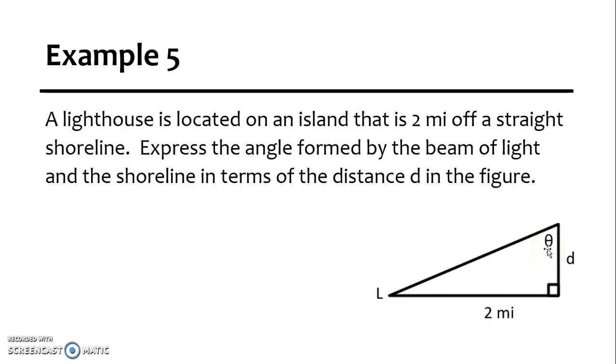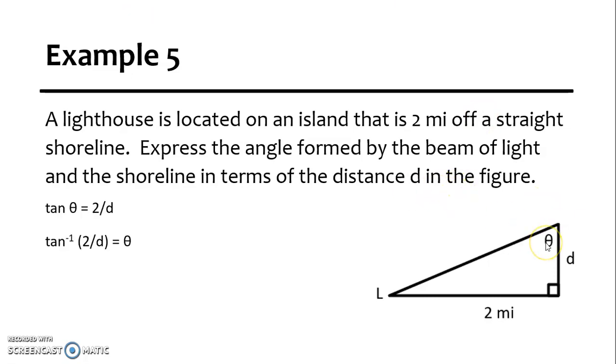So it says express the angle formed by the beam of light and the shoreline in terms of the distance d. So what you're going to do is the same thing we did in example 4. Write an expression to solve for theta. See if you can pick a trig function and write it out in the format that you would need. Now we obviously can't solve because d is a variable, but try and do that and then press play to check your answer.